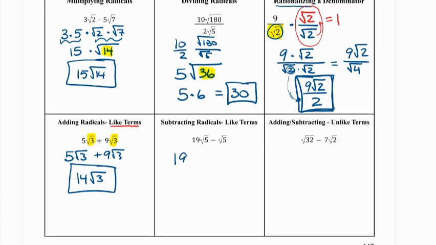Same thing with subtraction. As long as they are the same square root, 19 radical 5's minus 1 radical 5. 19 minus 1 gives us 18 radical 5.